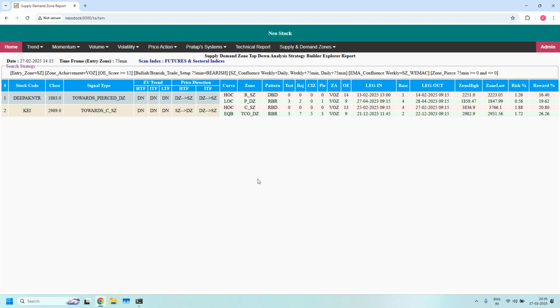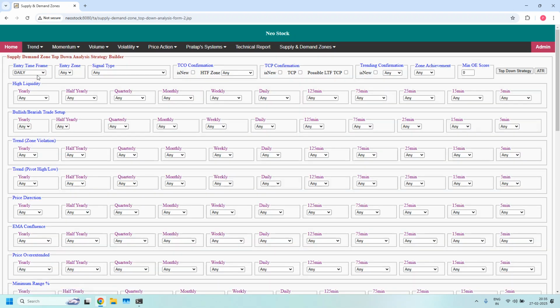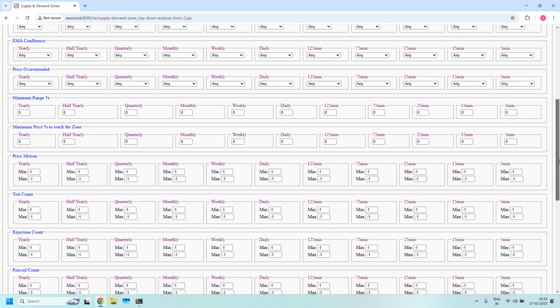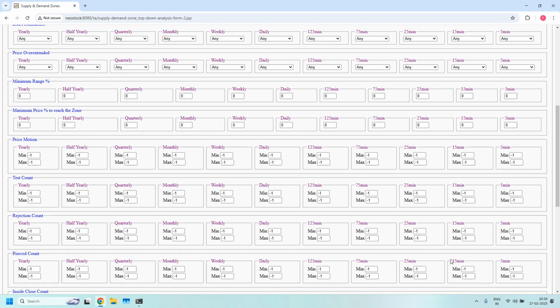Next, we will look into daily income trade, bullish and bearish trade setups. So the entry time frame is 15 minutes for daily income trade. The entry zone is a demand zone for bullish trade setup. At the 15 minutes time frame, I am selecting bullish, and zone achievement violated opposing zone, minimum odd enhances score 12, and the 15 minutes demand zone should not be pierced. So in the pierced count at the 15 minutes time frame, I am setting minimum value 0, maximum value 0.